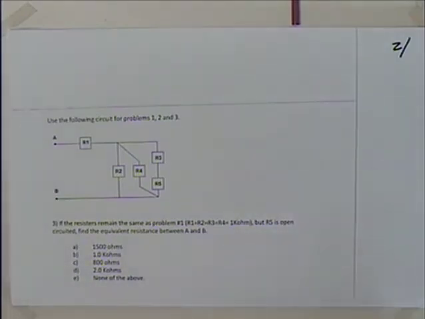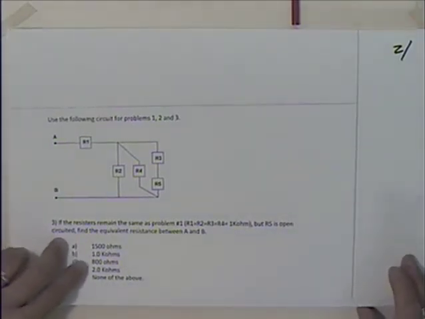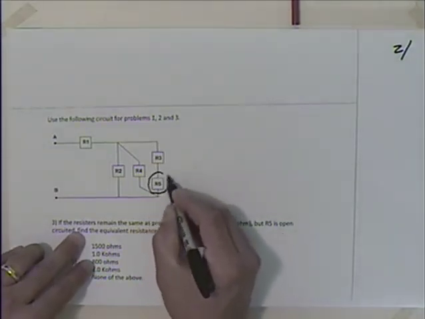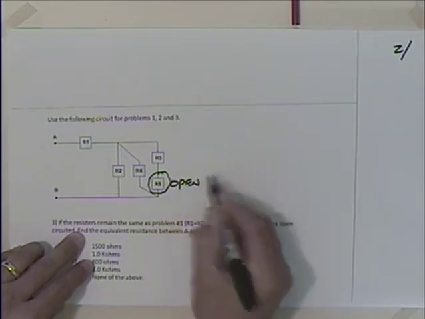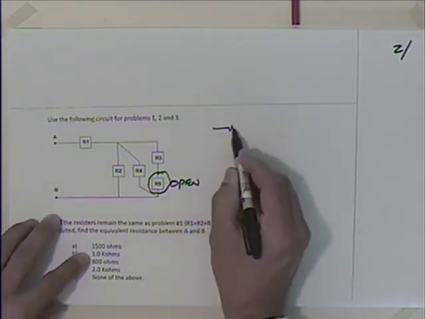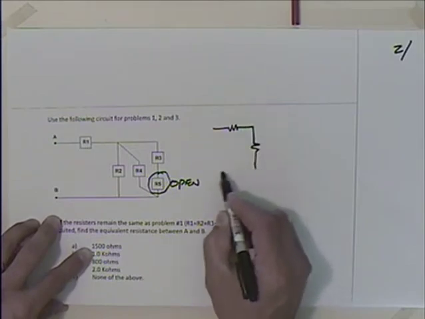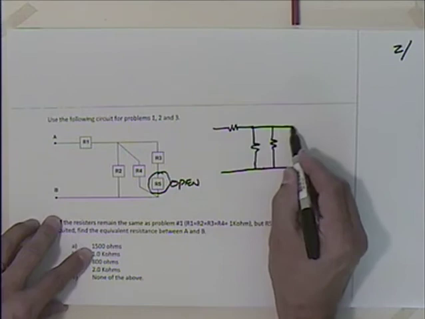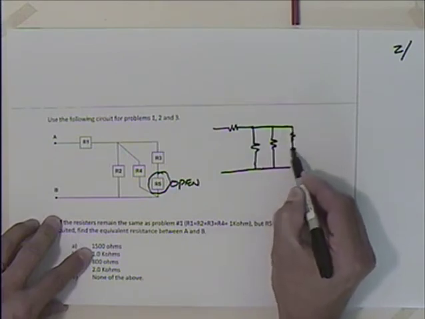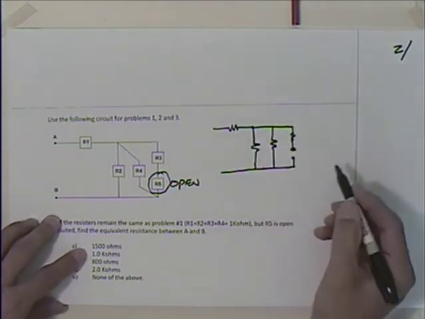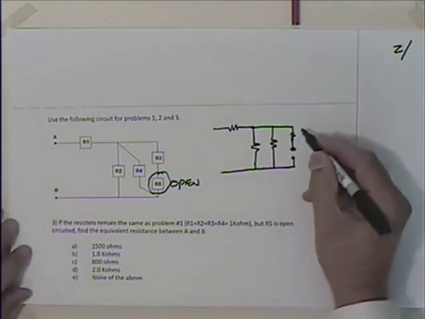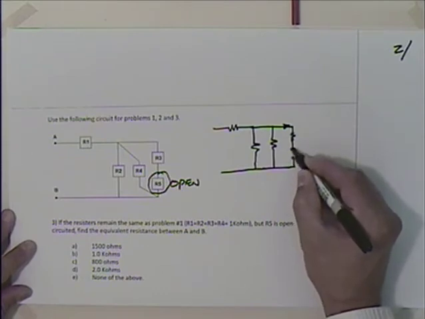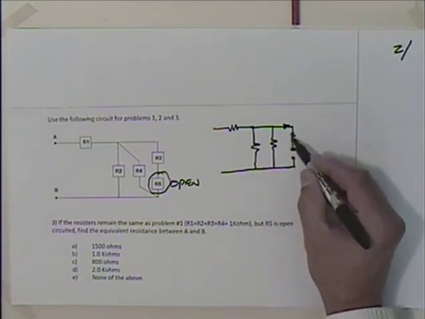So with question number 3, if the resistors remain the same, but R5 is open, so this becomes open. So it would have something that looks like this: a resistance there, a resistance there, a resistance there, and then this, and this would be open. So now no current can come, there's no path, it's open, so it can't come through there. In fact, there would be no current through this resistor.